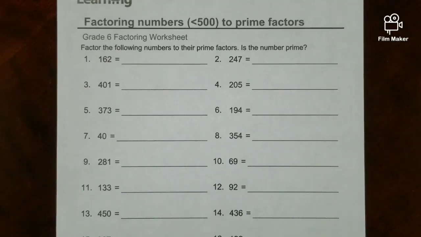Welcome back, kids. Today we're going to be factoring numbers all the way up to 500 to see and find out if they are prime or not. So factoring numbers is the same as how we did it the last time. If it's a prime number, it can only be multiplied by itself and 1, or 1 and itself. There we go. If it can be multiplied by 2 or more numbers, I'm sorry, then it is not prime.